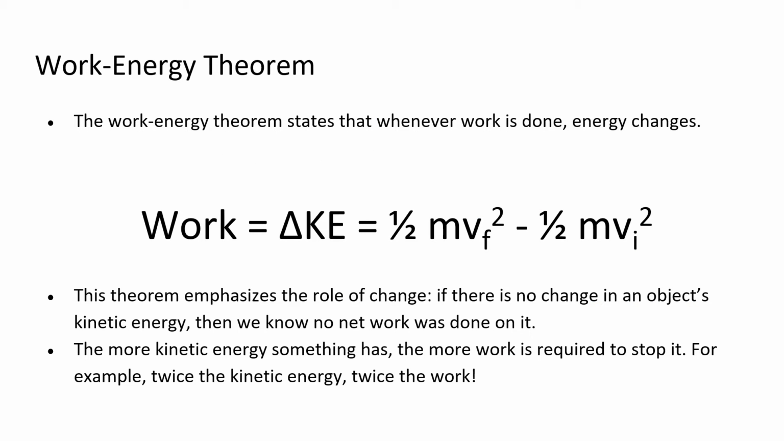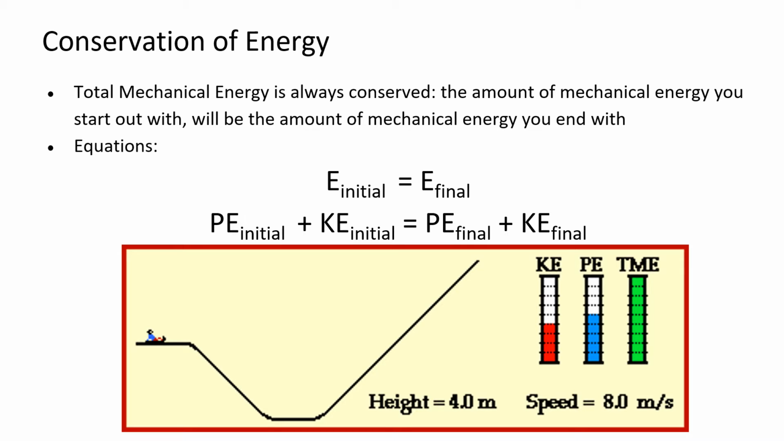So just a reminder, work energy theorem. Whenever work is done, energy changes. Work equals the change in kinetic energy, delta KE, which equals half m vf squared minus half m vi squared. Your total mechanical energy is always conserved. Remember we talked about how the energy before equals the energy after. Potential energy and kinetic energy, the initial ones, will equal the final ones. And also a reminder that your total mechanical energy, TME, will equal your potential plus your kinetic energy.